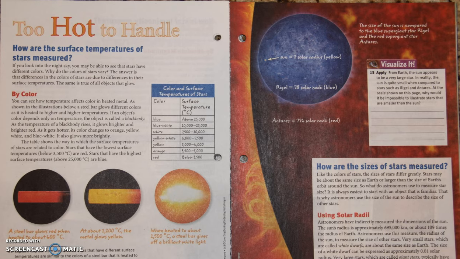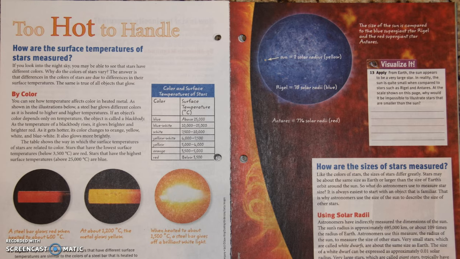Going to page 289, how are the sizes of stars measured? Remember, we said on the previous pages that most stars are primarily hydrogen and helium. They're all balls of gases that are undergoing nuclear fusion to create light and other forms of radiation. But there's a lot of ways that stars are different. Their color can be different, their temperature can be different, their size can be different, their mass can be different, a lot of things. So how are the sizes of stars measured?